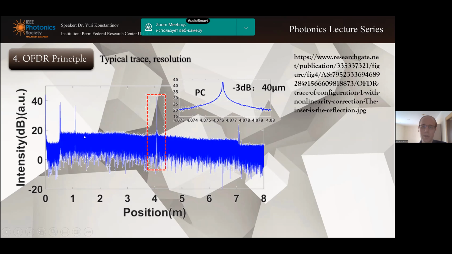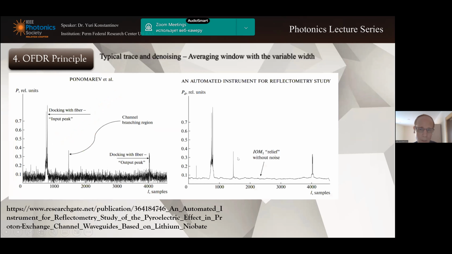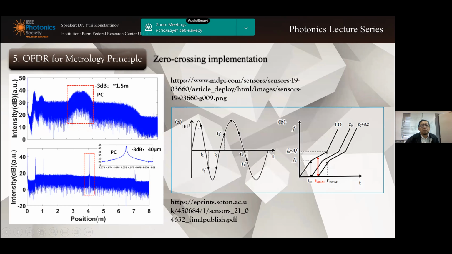But if we need to increase the resolution and to see the PC connection with the length of 40 microns, we need to apply a procedure like zero crossing. I mean, taking points of the auxiliary interferometer, and then we need to apply the fast Fourier transform only to these points, which are gathered at the crossing of the auxiliary interferometer line. And after that, we could see the OFDR trace, which could provide us the attenuation in the line. It could provide the reflections of different elements in the line, and so on.